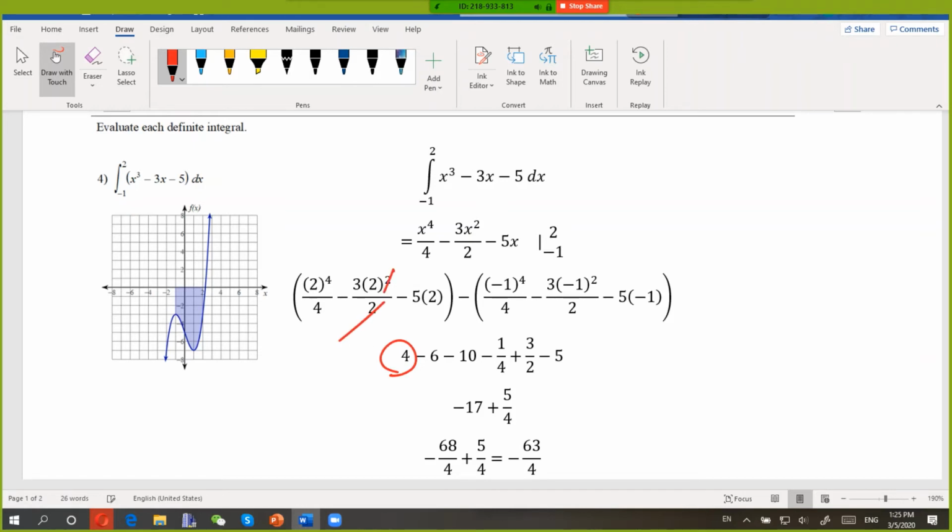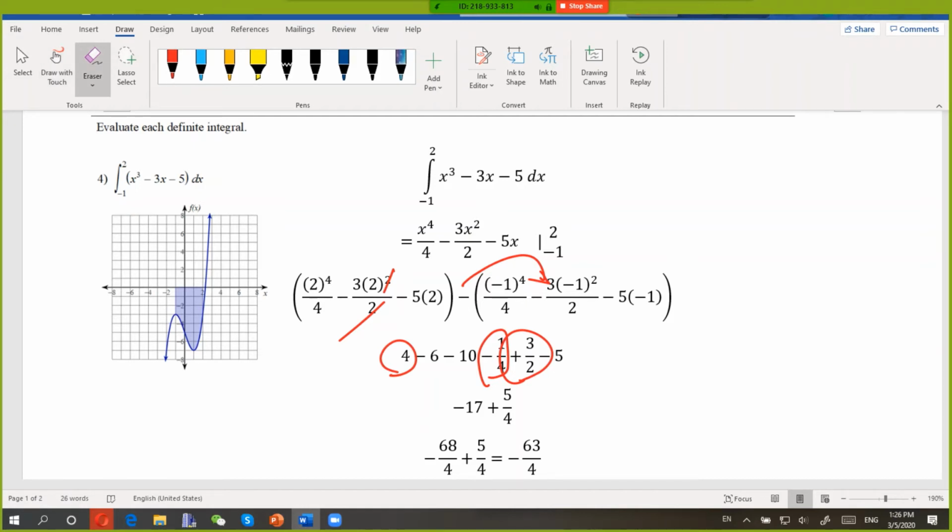One of these 2's will cancel with this 2, which leaves me with a negative 6 here, and then negative 5 times 2 is negative 10. Okay, then I'm going to distribute my negative. Negative 1 to the 4th power is positive 1, and then that negative will distribute, so this will become negative 1 over 4. This negative 1 squared will become positive. I've got a negative on the outside, so that'll be negative 3 over 2, and then I've got the negative that I need to distribute, which will become positive 3 over 2.